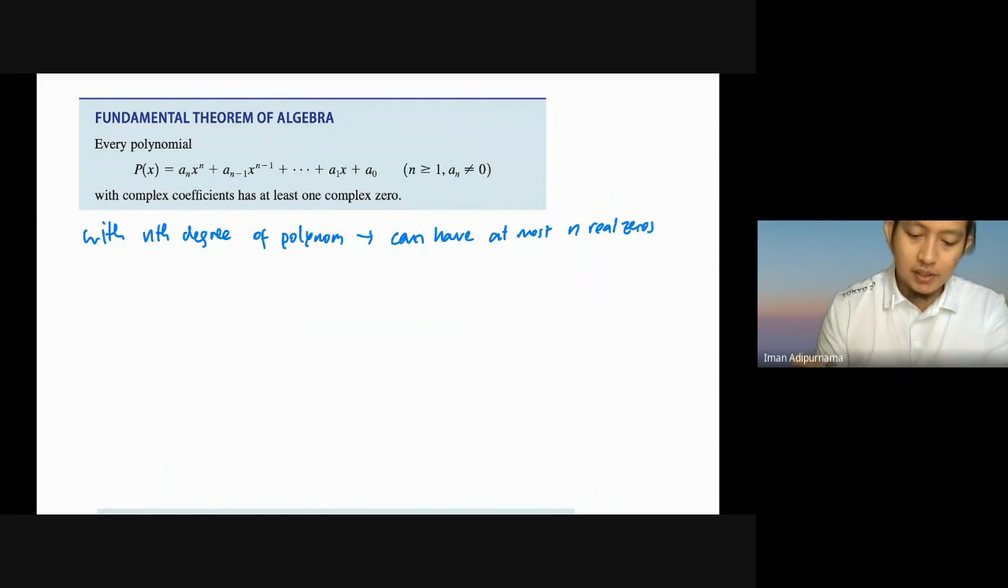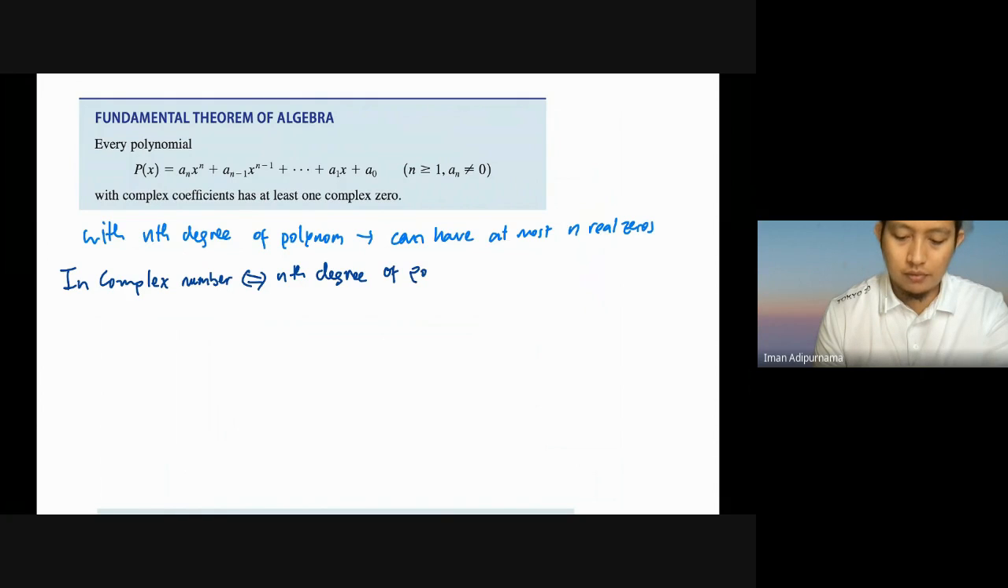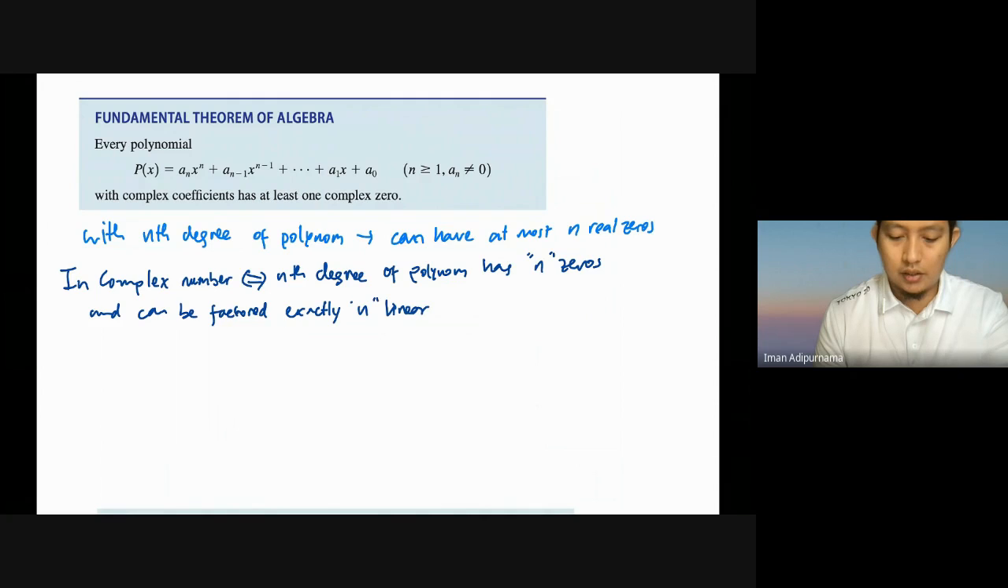And in the complex numbers, the nth degree polynomial has n zeros, and can be factored into exactly n linear factors.